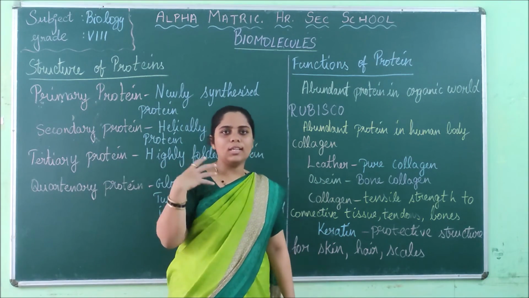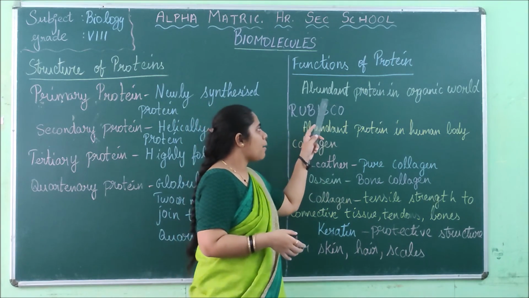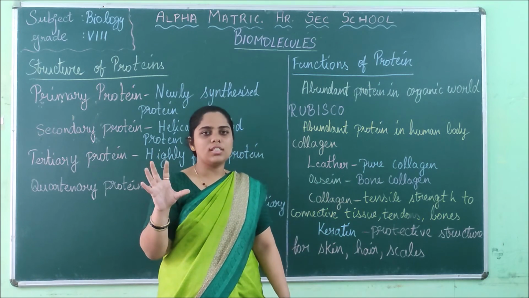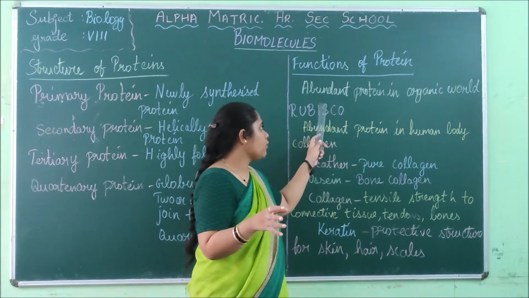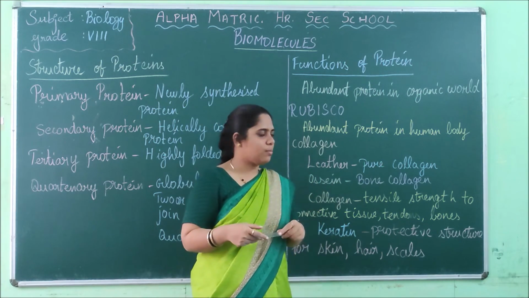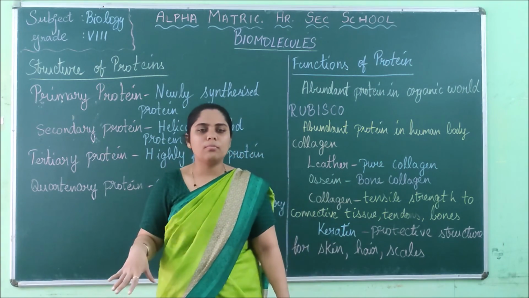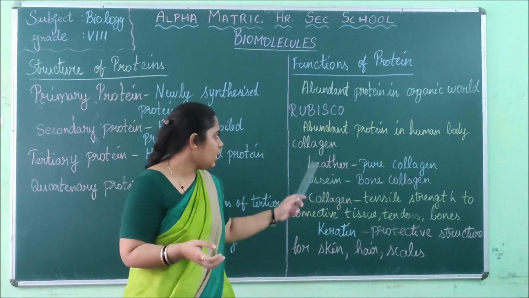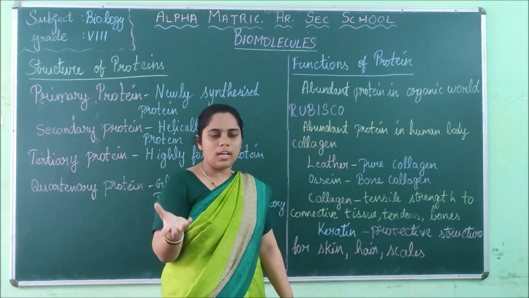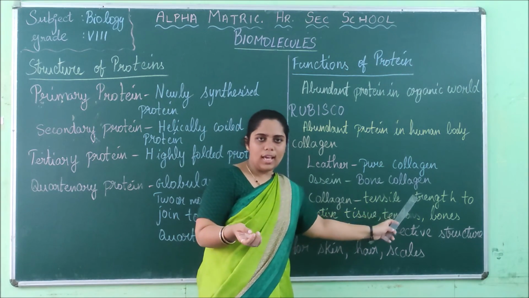Functions, that is, what are the uses of protein, and where it is being found. First is the abundant protein in the organic world, the whole world itself. The highest protein found is Rubisco, and I have already told you about Rubisco. Next is the abundant protein in the human body. In our human body, the highest protein is collagen. In leather, we can find pure collagen, and ossein is found in bone collagen.